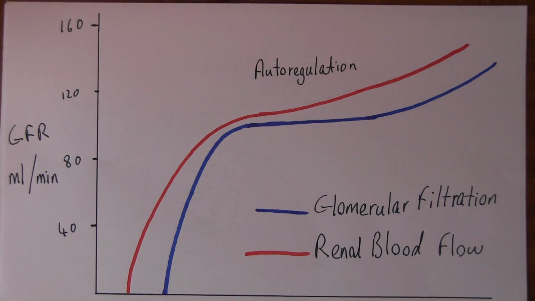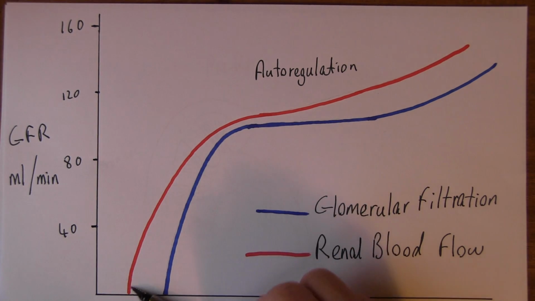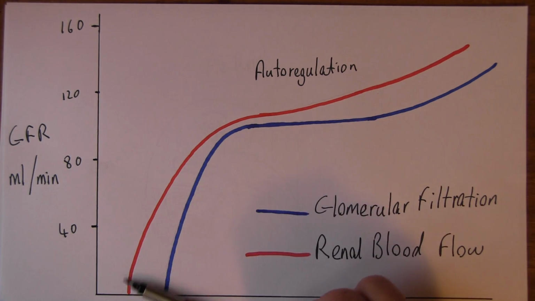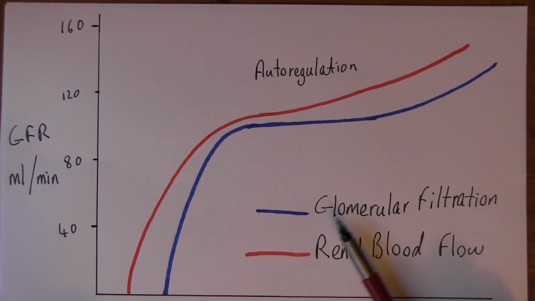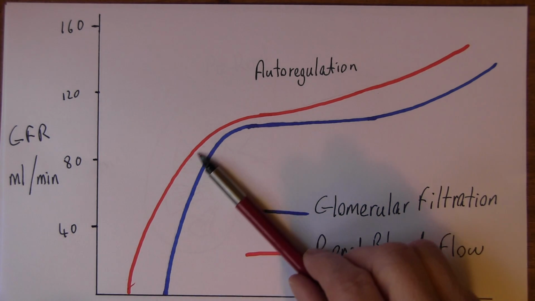Now, what this graph is showing, what we have in red, we have the renal blood flow. And we've said the renal blood flow is dependent on systemic circulating volume and systemic blood pressure. And we see that the glomerular filtration rate is very dependent on the renal blood flow.